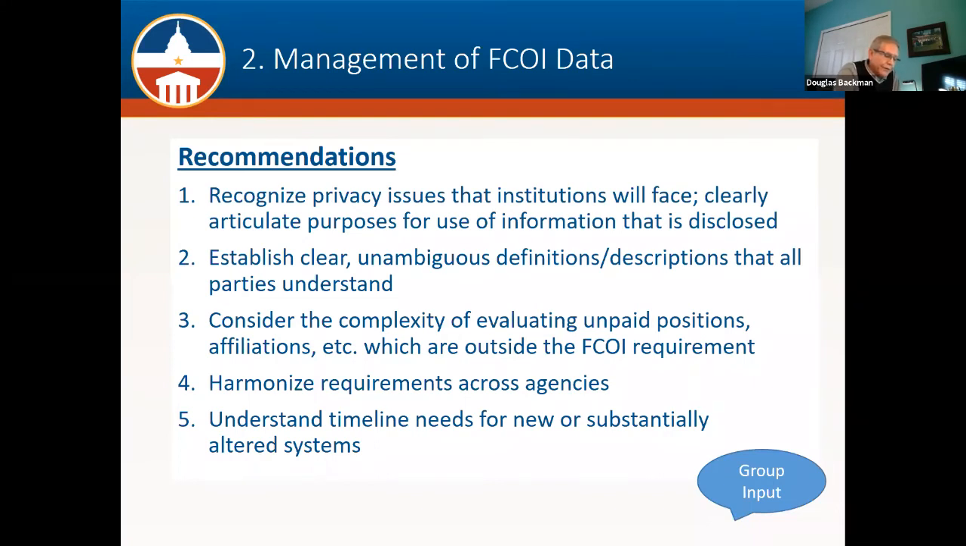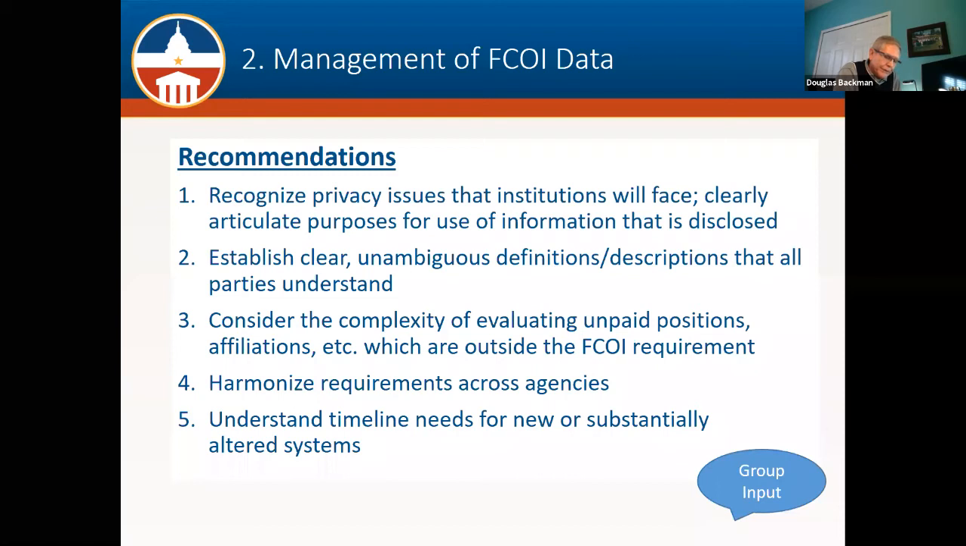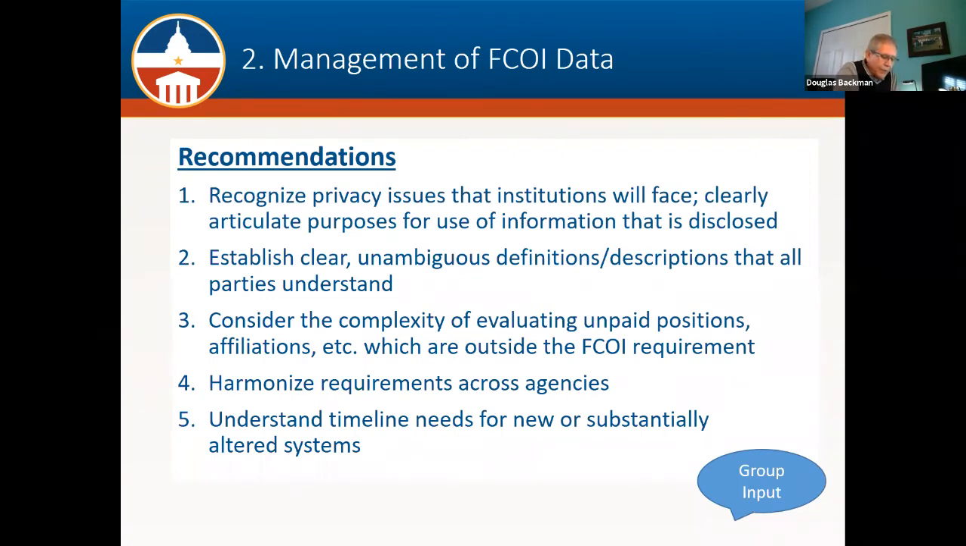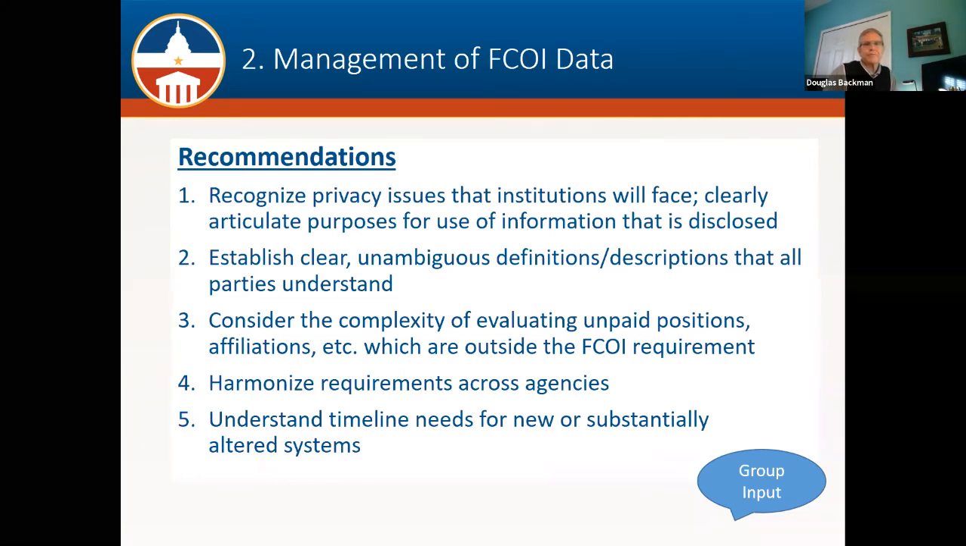Number three, we need to consider the complexity of evaluating unpaid positions, affiliations, which are outside of the FCOI requirement. Four, as has been said by many of us, we need to harmonize the requirements across the agencies. I think it would go a long way for all of us and help faculty to understand what are the consistent definitions that we all need to adhere to and to require faculty to disclose. And finally, we need to understand timeline needs for the new or substantially altered systems. So those are the recommendations. And if there's any comments, I'd be more than happy to address them.